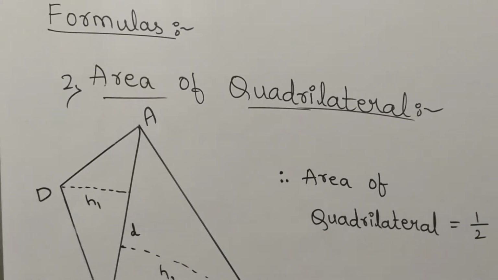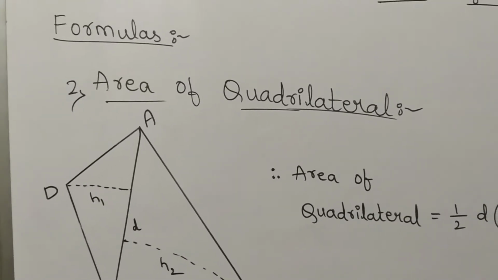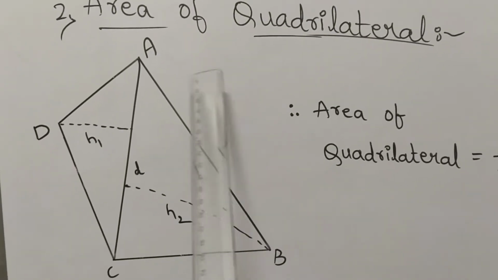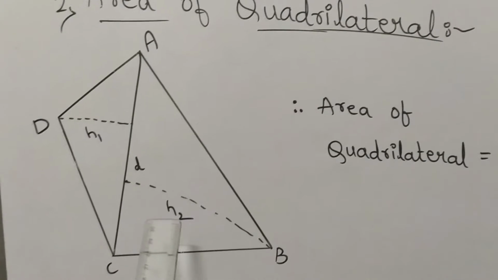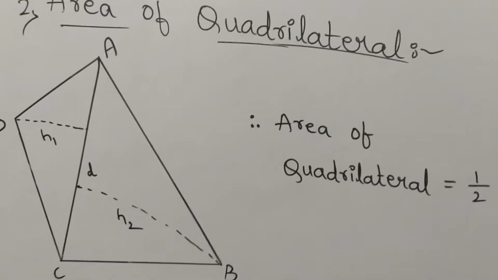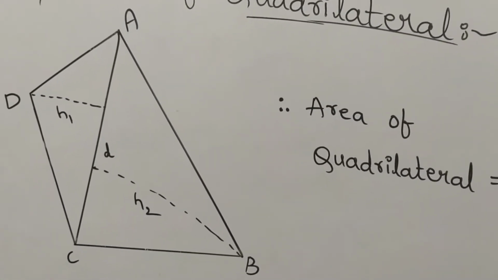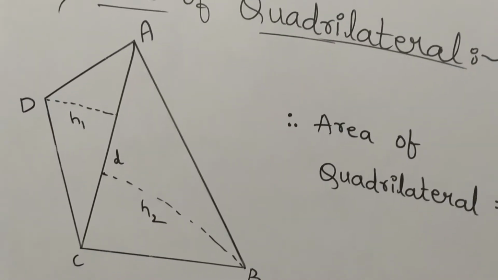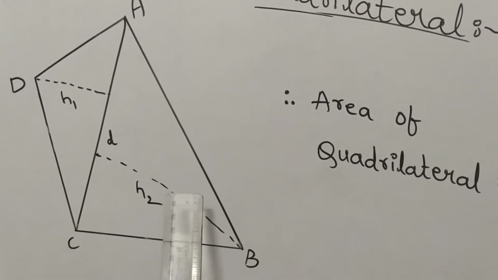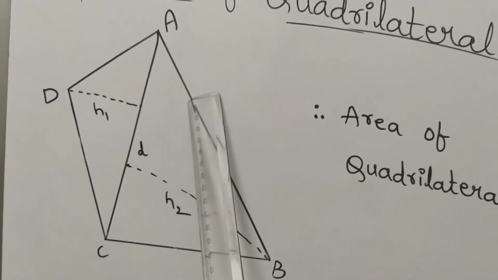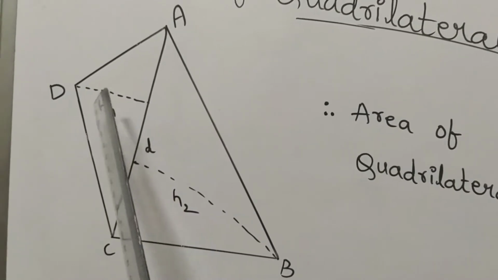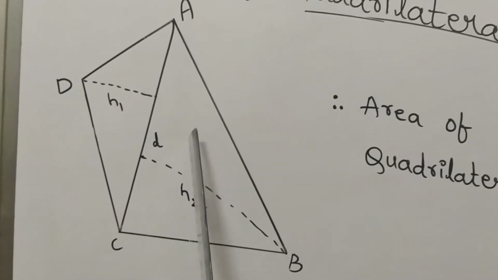Next is the area of a quadrilateral, students. Here we are considering a quadrilateral ABCD like this. What is a quadrilateral? You all know, if all the four sides are not equal, then we say it is a quadrilateral. So this quadrilateral, we have to divide it into two triangles. This is one triangle and this is another triangle.